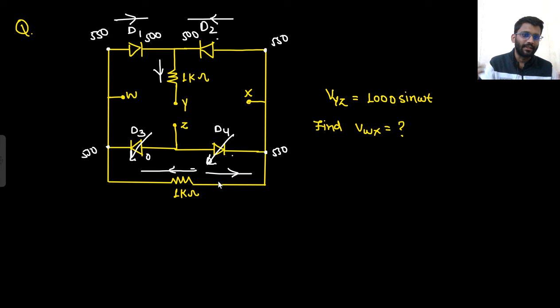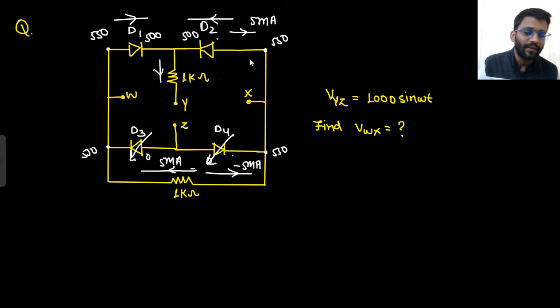Let's assume current in this direction is 5 milliampere. Then the current in this direction will be minus 5 milliampere, right? And now what you are saying, from P to N, minus 5 milliampere current is flowing. That means from N to P, 5 milliampere current is flowing. So that is not possible. If you say that both D1, D2 are on, then we got to know that one of D1, D2 will certainly be off.